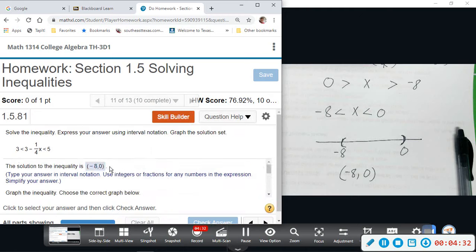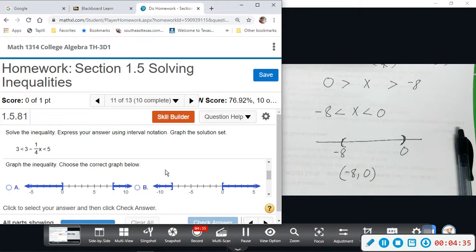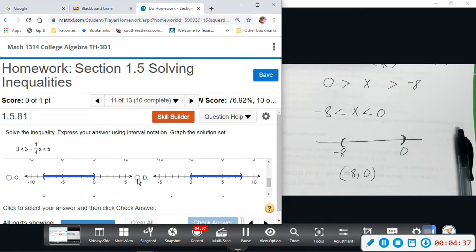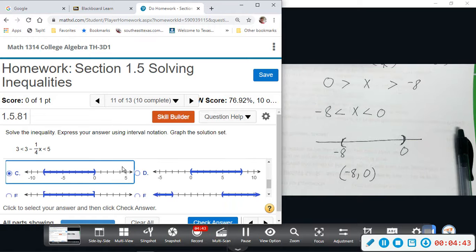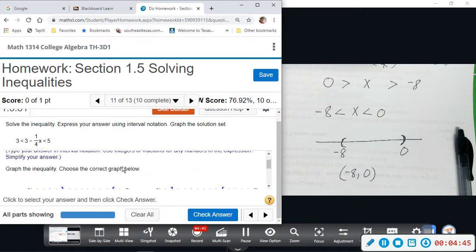And then graphing this, the solution will be C, from 0 to negative 8 if you count that over. So C is going to be the best one there.